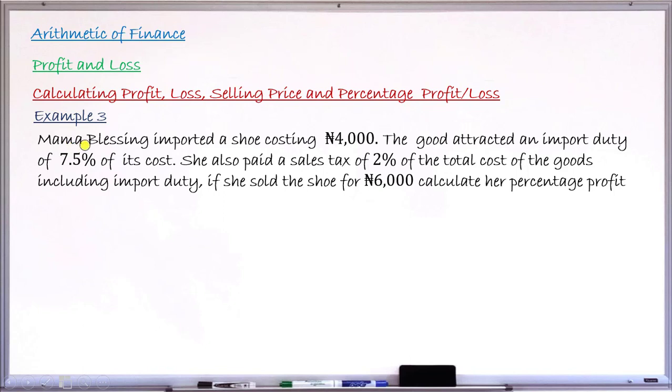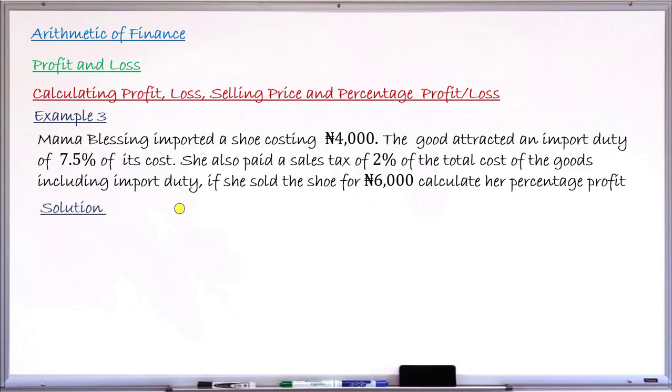Example number 3 says Mama Blessed imported a shoe costing her 4,000 naira. The goods, that is this very shoe, attract an import duty of 7.5% of its cost. And she also paid another tax, that is the sales tax of 2% of the total cost of the goods, including the import duty. So the question asked here: if she sold the shoe at the rate of 6,000, we are to find her percentage profit. So solution to that very problem.